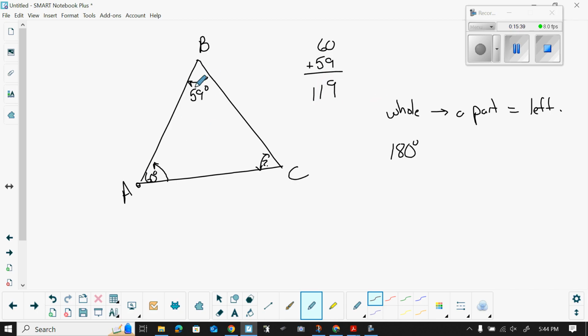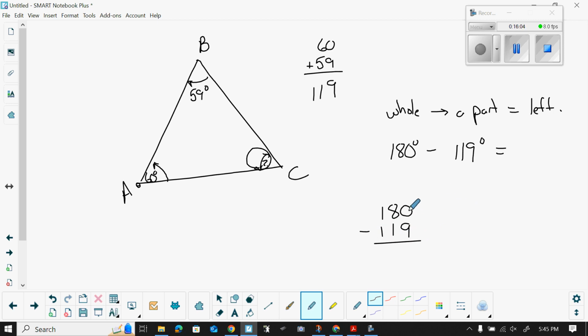So I take these two, that's the part that I have, so I'm going to get rid of from the total, the whole amount, the part that I know, in this case 119. If I subtract these, what I'm going to get is what's remaining. In this case, what's remaining is this part. Now let's do that without a calculator again. 180 minus 119.